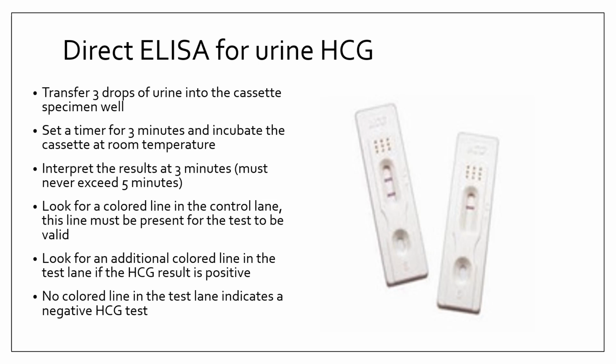We're going to look for colored lines because the antibody and the conjugate have linked up. Two colored lines means you have a positive test for HCG. One colored line means you have a negative test for HCG. And if you have no colored lines at all, it indicates an invalid test. All right, so that's strep, HCG, and infectious mononucleosis in a nutshell. Stay tuned for Unit 22.